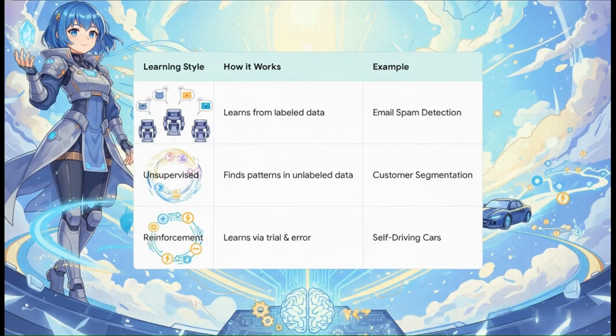Machines can learn in a few different ways. There's supervised learning, where you feed it labeled examples, like a million emails already marked as spam or not spam. Then there's unsupervised learning, where it just finds its own patterns in the data, like grouping online shoppers together. And then there's reinforcement learning, which is all about trial and error, like a self-driving car getting rewarded for a good turn and penalized for a bad one.